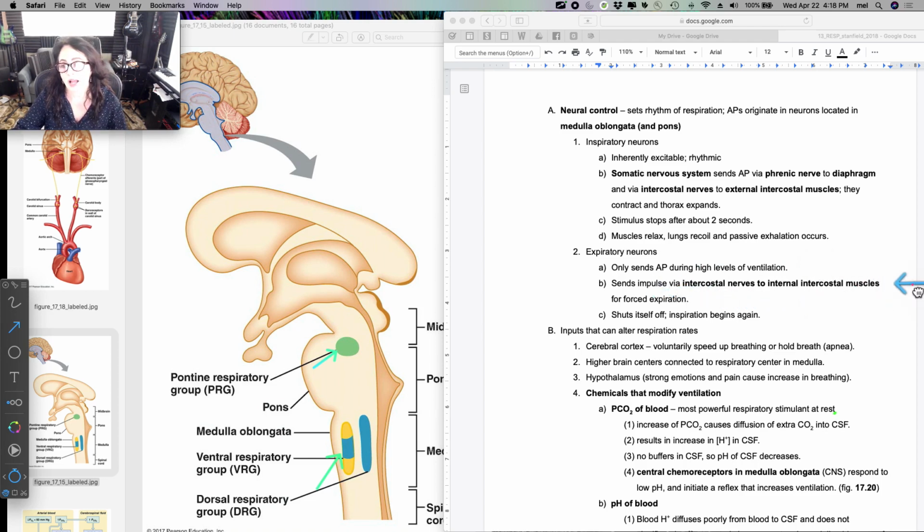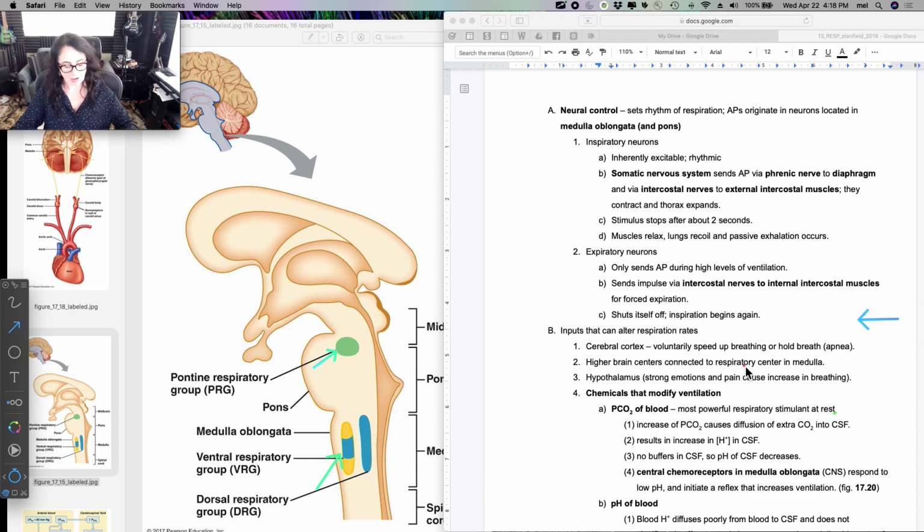And what they do is, during high levels of ventilation, you will send an impulse via the internal intercostal nerves to the internal intercostal muscles to force expiration by squishing your thoracic cavity, increasing the pressure a little further and causing expiration, or forced expiration. So this is happening all the time, the inspiration, and it's muscular contraction. Normal tidal expiration is just muscular relaxation, but then when you're exercising or talking, you will use the expiratory neurons.